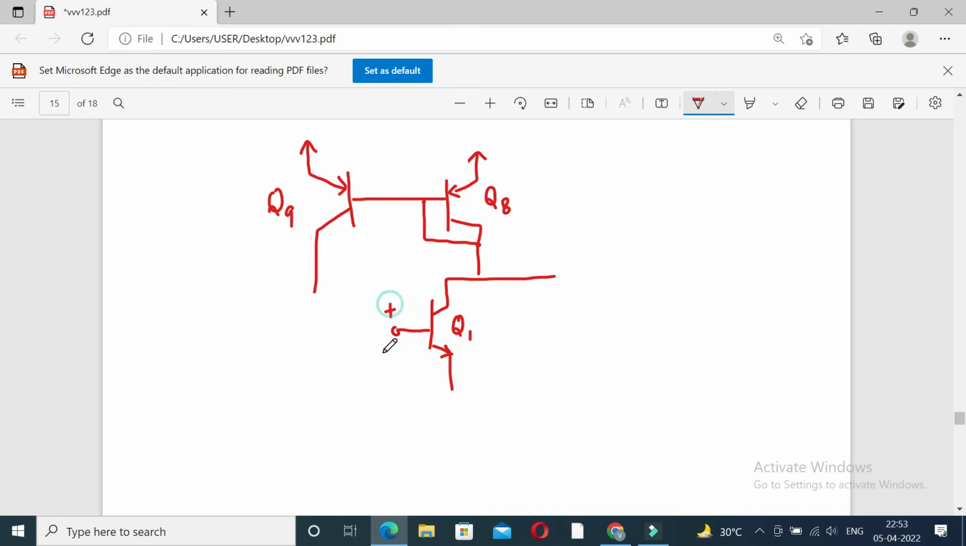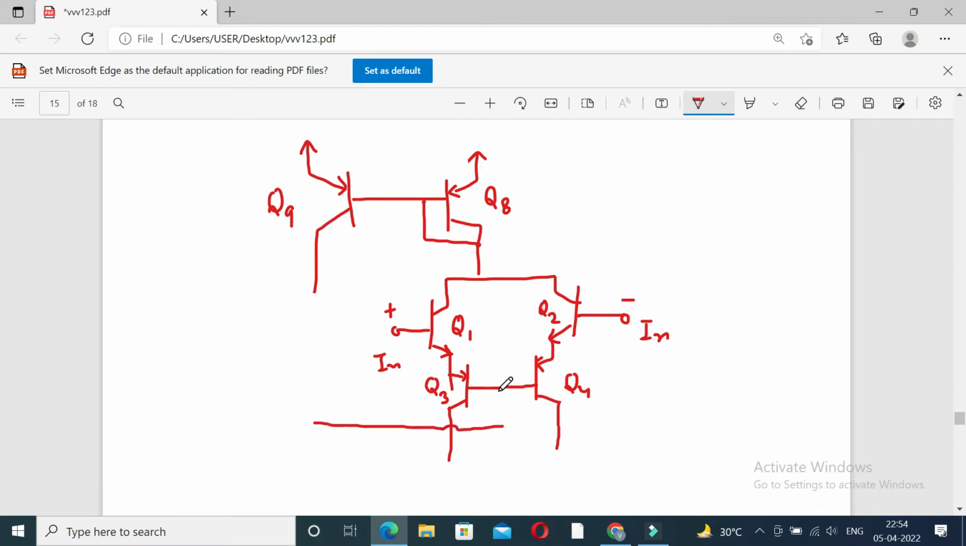Q1, this is the plus input terminal, and it is connected to Q2, the negative input terminal. This is transistor Q3. Q1 is an NPN transistor and Q3 is a PNP transistor. This is Q4, and it is connected to IC10. And IC10, I have calculated, is equal to 19 microampere.